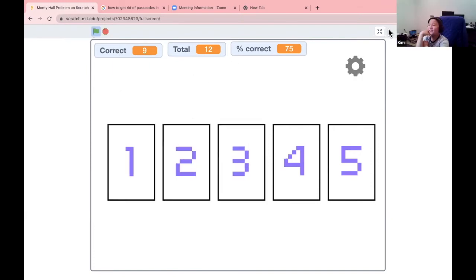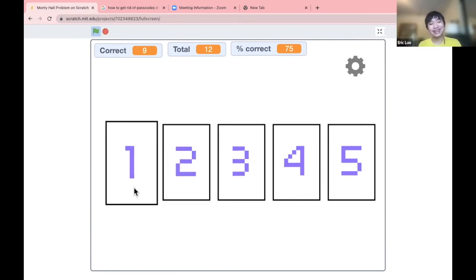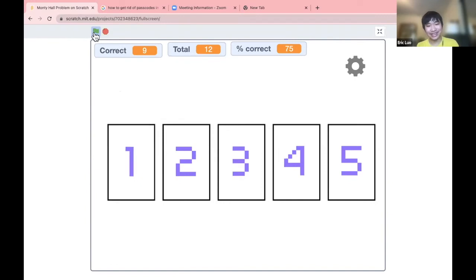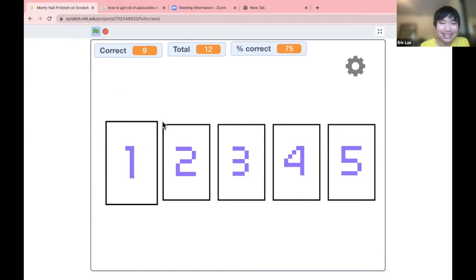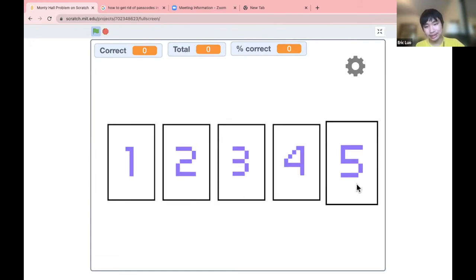So I just revealed a banana. Well, actually it gets randomized every time. So every time I press the green flag, it gets randomized. So do you guys want to see, or do you want to experiment, or do you think you can figure out what the probability is just right?